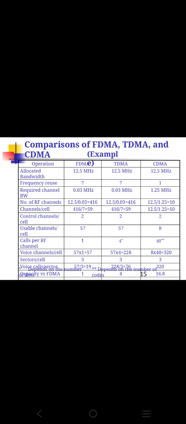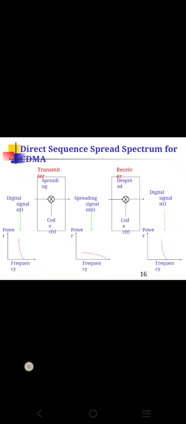These are the operations for allocated bandwidth, frequency reuse, how the required channel bandwidth is given, how the control channel is given, and everything. So these are a few comparisons between FDMA, TDMA and CDMA. When we go for direct sequence spread spectrum for CDMA, we can see how the transmitter and receiver are given here. This is the most commonly used technology for CDMA.